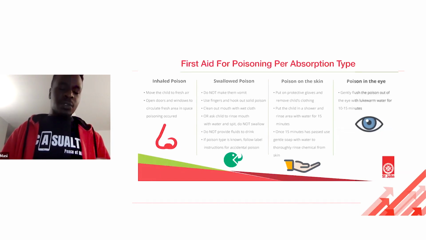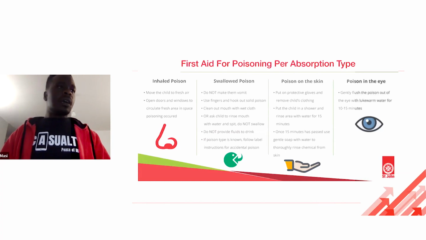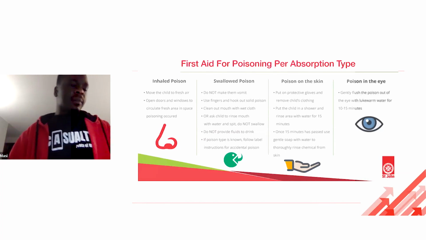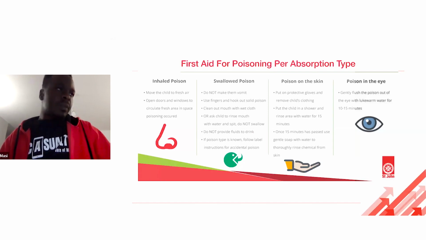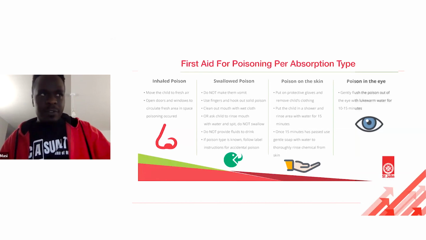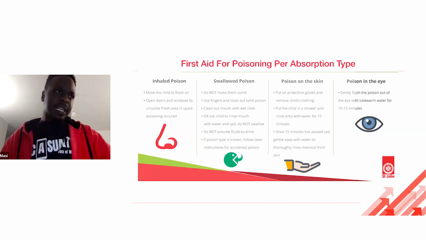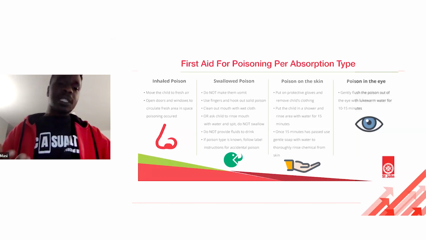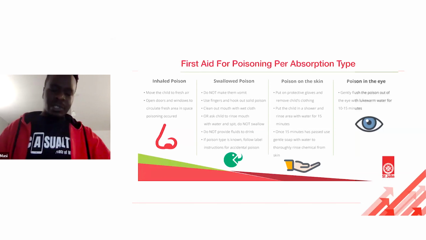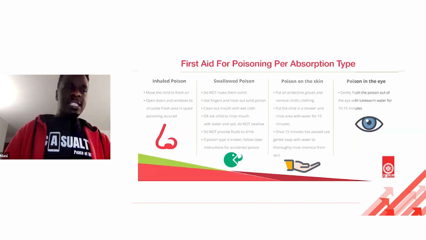The methods of decontamination vary depending on the route of access or route of exposure. So for inhaled poisoning, for example, what do you do for the patient? You remove the patient from that particular area. For swallowed poison, you do not make the patient vomit. That is contraindicated because of the risk of aspiration. But if you see something that is in the mouth, just as you're taught in ACLS or ATLS, you need to remove it.